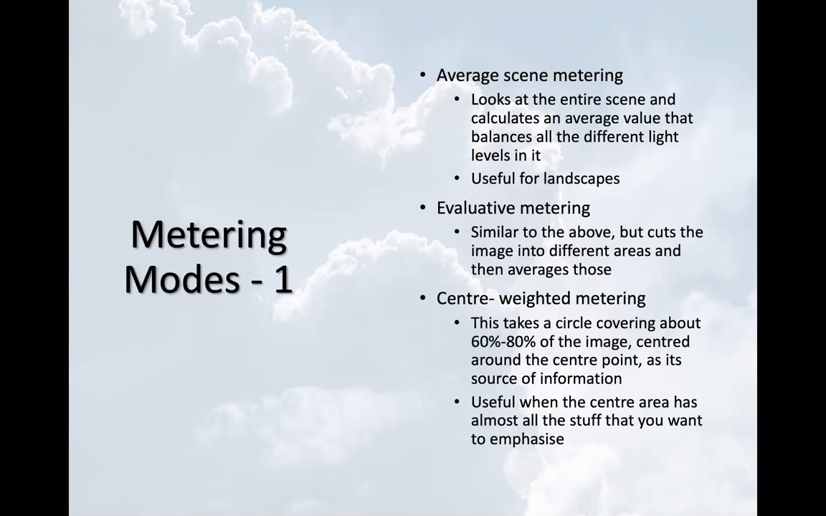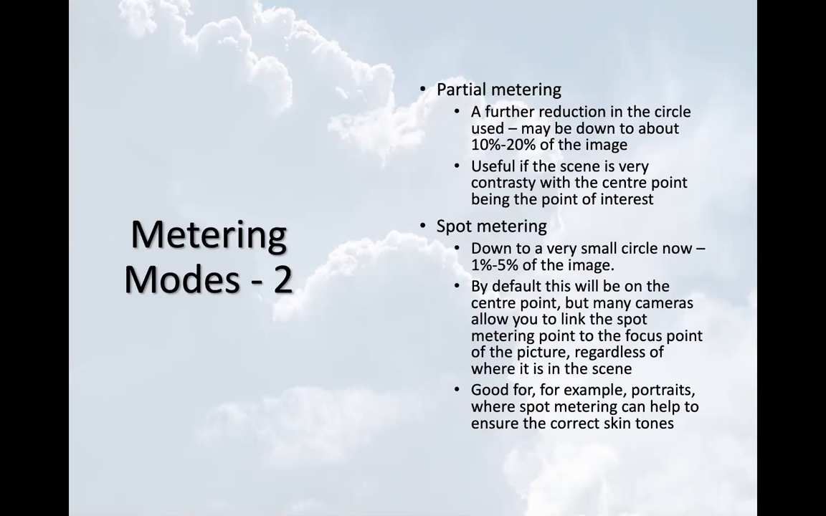Evaluative metering is similar but cuts the image into different areas and then averages those areas. Then center weighted takes a circle covering about 60 to 80% of the image, centered around the center point as its source of information. And that's only useful if the center area has almost all the stuff that you want to emphasize. It may be too bright in the sky and you don't want to include that in the area that you're exposing. And partial metering similarly, it's a much smaller circle down to 10 or 20%. And spot metering goes down to a really small circle, about 1 to 5% of the image.